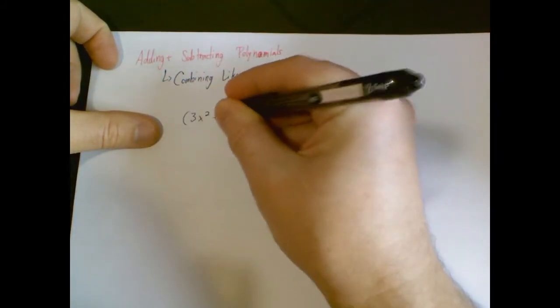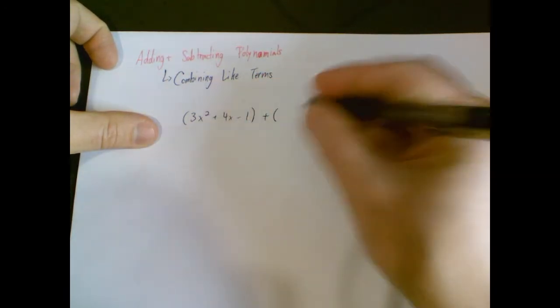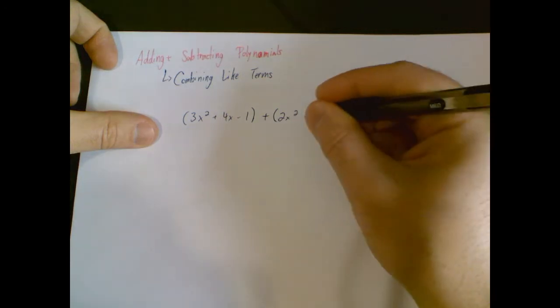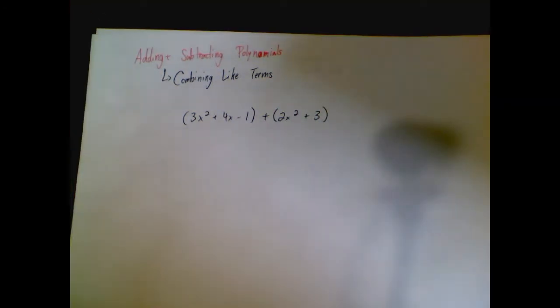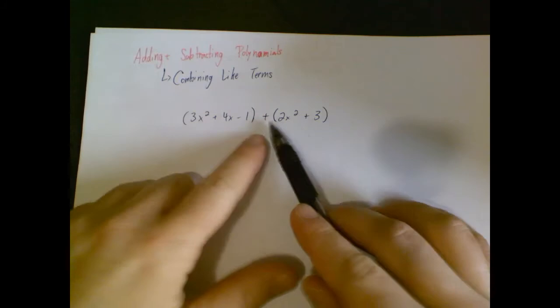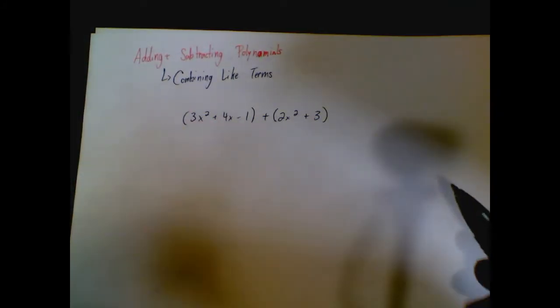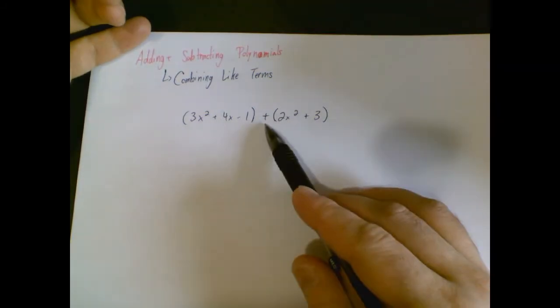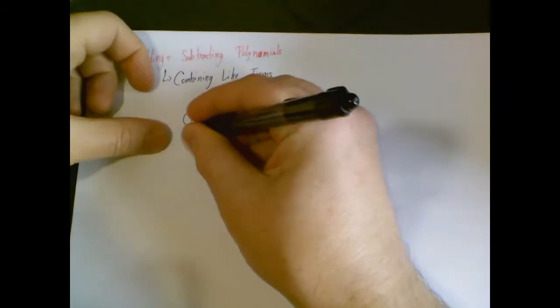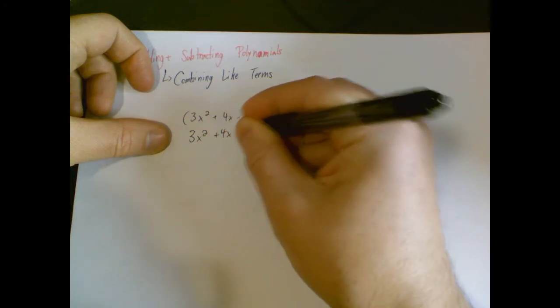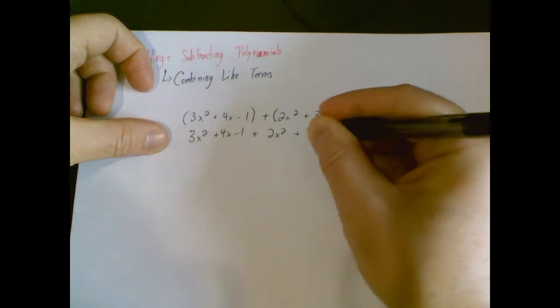Now, there's going to be some extra parentheses and stuff. Not a big deal. Half the time you don't need it. So if we're adding, we might have something like 3x squared plus 4x minus 1. That's our first polynomial, plus 2x squared plus 3, or something like that. Okay. So all they do with these parentheses is they put them in so you know where the first polynomial stops and where the second one is. So if it's addition, the first thing we're going to do is drop those parentheses. So we got 3x squared plus 4x minus 1 plus 2x squared plus 3.